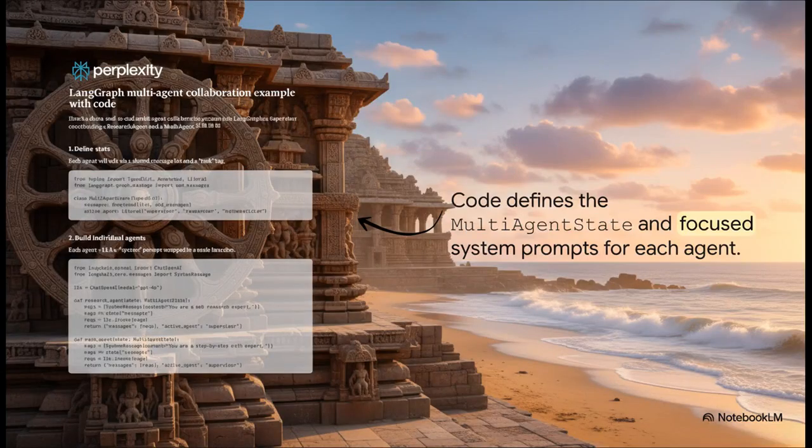And the code for this is, well, it's just beautiful. Check out the multi-agent state. We've just added one little thing, an active agent key to keep track of whose turn it is. Simple. Then look at the specialists. Each one is basically just an LLM call wrapped in a function with a super focused system prompt. You are a web research expert. That's it. It makes the whole thing so modular and easy to understand.